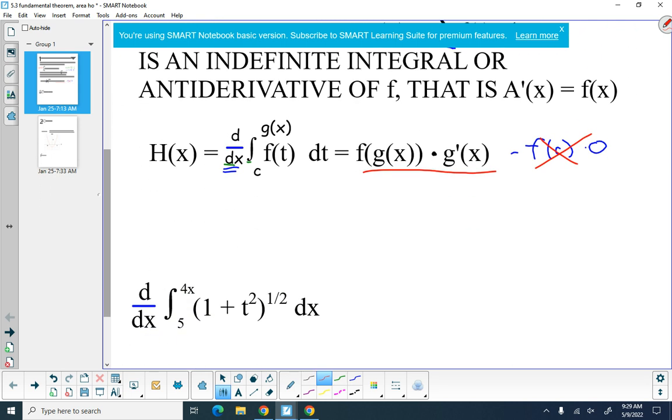For example, let's take a look at a problem here. We have d dx of the integral from some constant to 4x of the function 1 plus t squared to the 1/2 power. This should be dt, my bad.